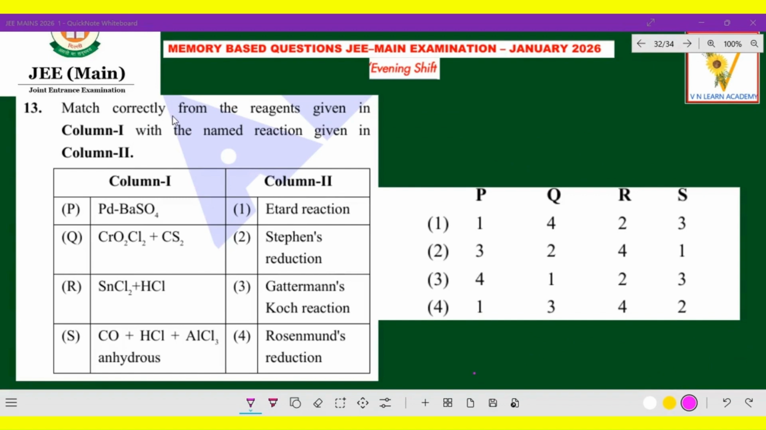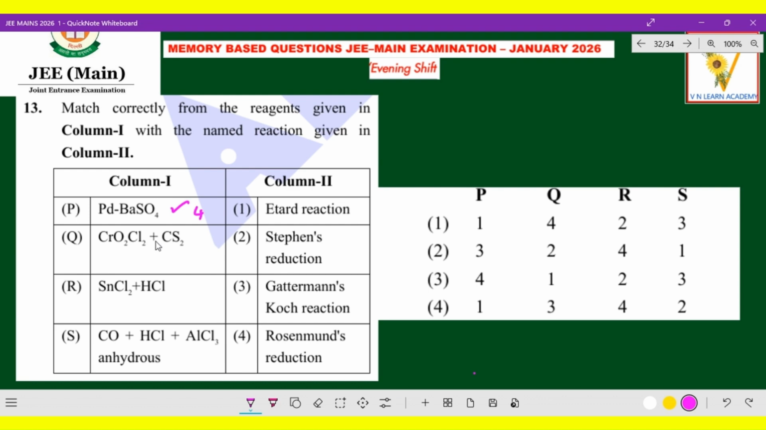The next question: match the reagents given in column 1 with the named reactions given in column 2. This is completely based on named reactions. Pd, BaSO4, that is Rosenmund reduction. So this is a reduction process, where acyl chloride, that means acid chloride, is converted to aldehyde. So this is Rosenmund reduction, so this is fourth one.